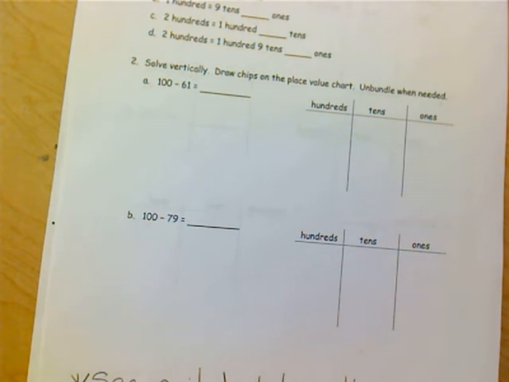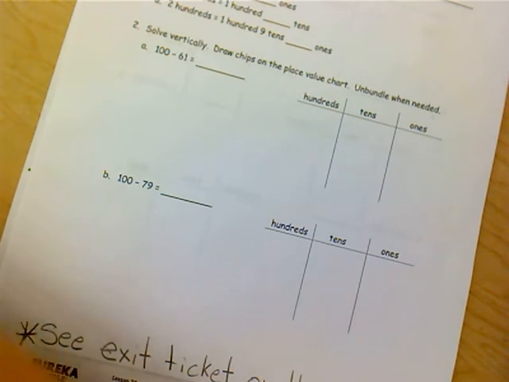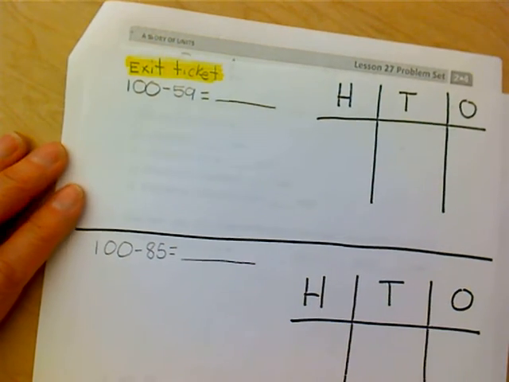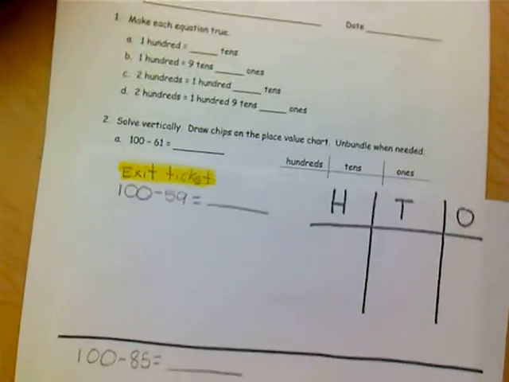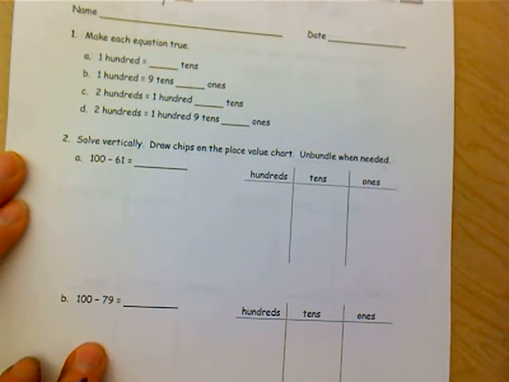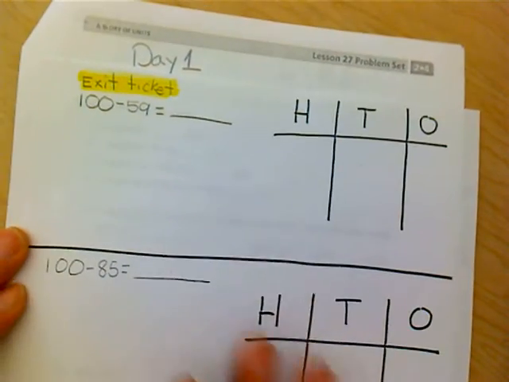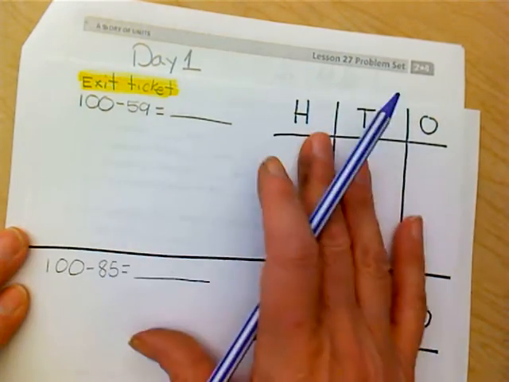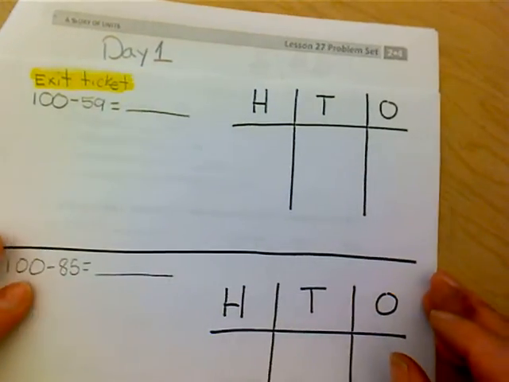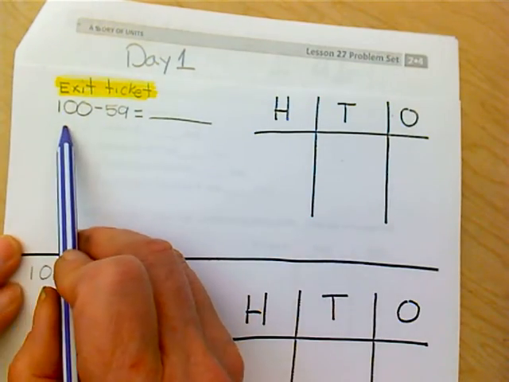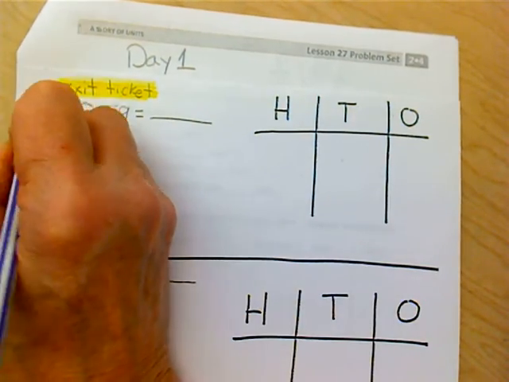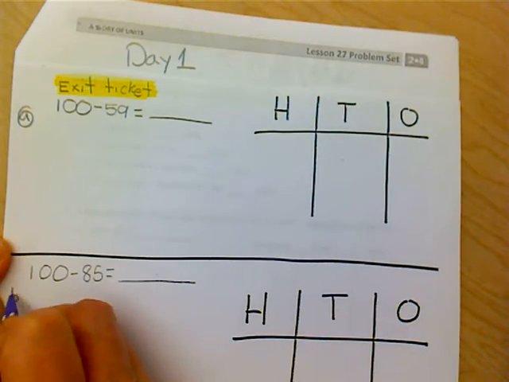Now, there is a separate exit ticket. The exit ticket is not in your packet, my friends, because there was only 2 problems for you to work on the practice sheet. I am giving you a different exit ticket, and again, you are going to have to write this down because you don't have this in your materials. The exit ticket will be problem A and problem B.